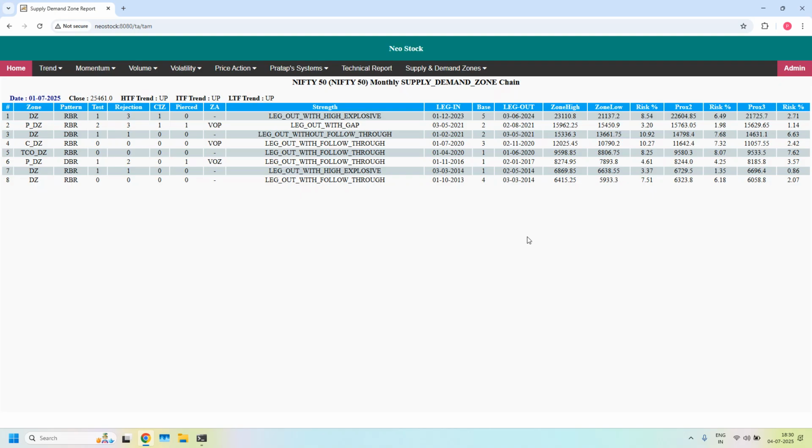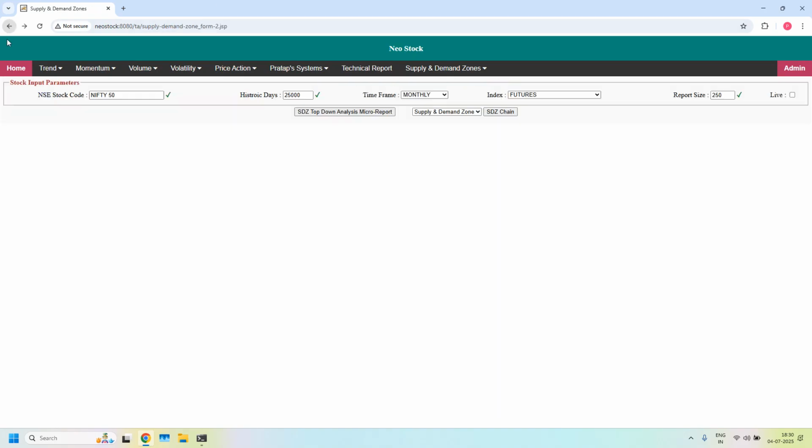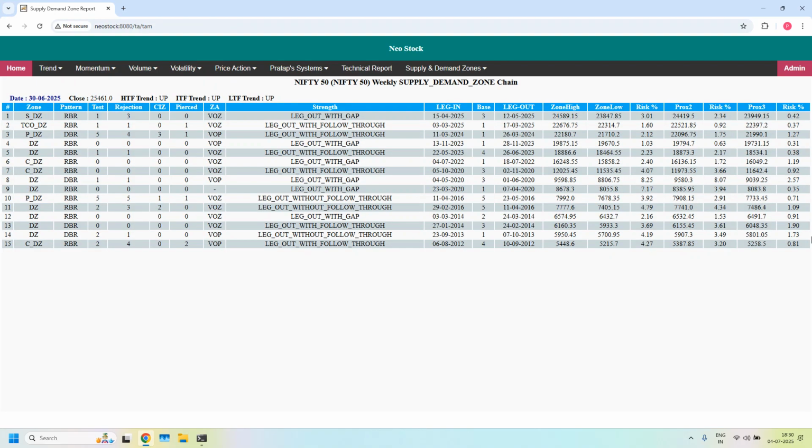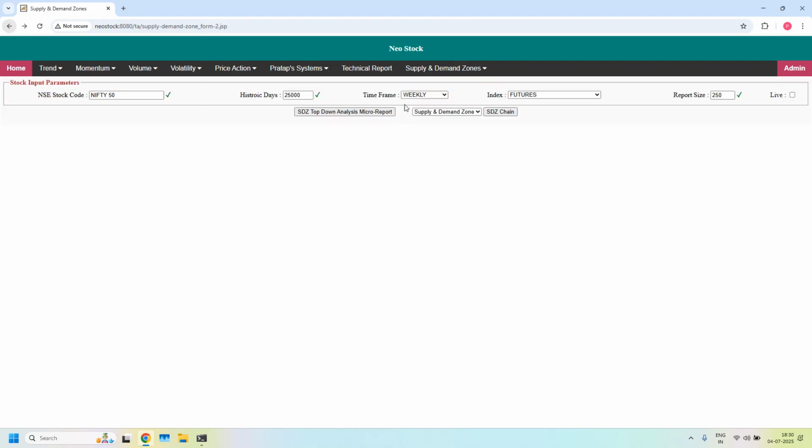And also don't forget to pause the video when you are moving from one report to another report, because I am giving you very few seconds time. And remember the same points for the remaining supply demand zone chain reports. Okay, next, generating weekly supply demand zone chain for NIFTY. Next, generating daily supply demand zone chain for NIFTY.